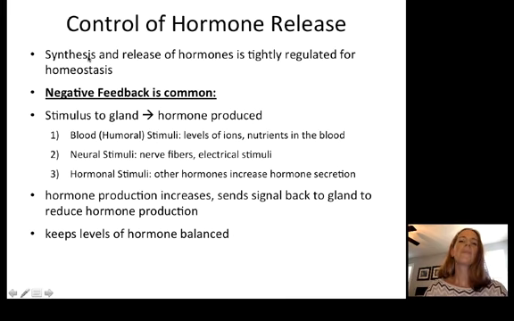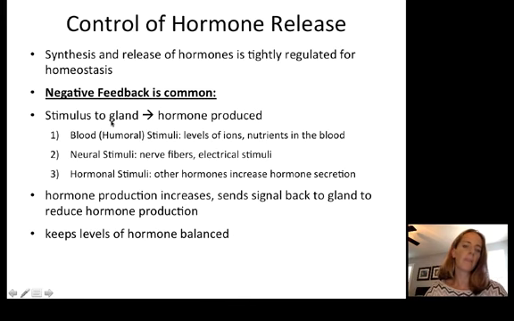So we can also control the release of hormones. The amount of hormone that is being synthesized and released is tightly regulated for homeostasis. Negative feedback here is very common, and the basic idea is that you have a stimulus to an endocrine gland. When you stimulate that endocrine gland, you produce more hormone. There are 3 ways to do that. You can track the levels of ions and nutrients in the blood, and the direct level of ions and nutrients in the blood will stimulate the gland.